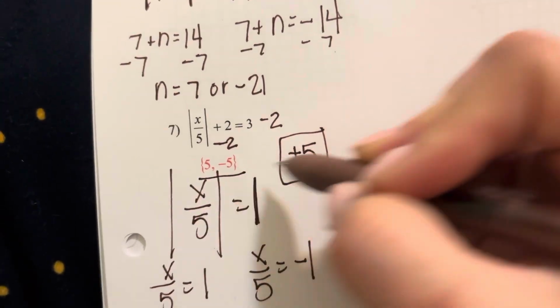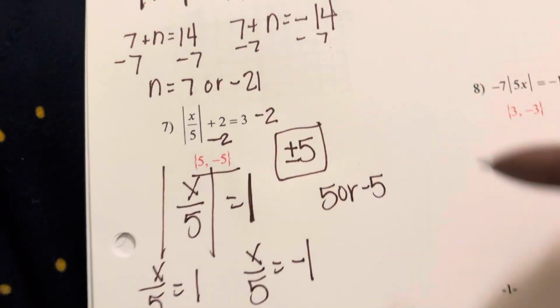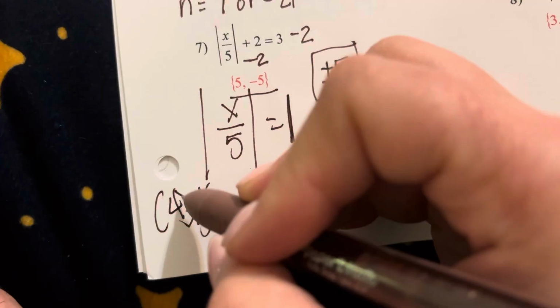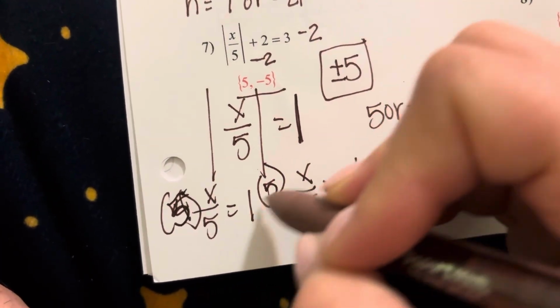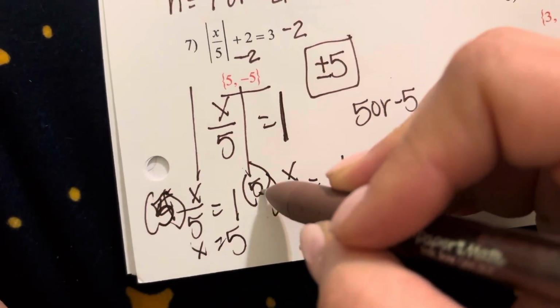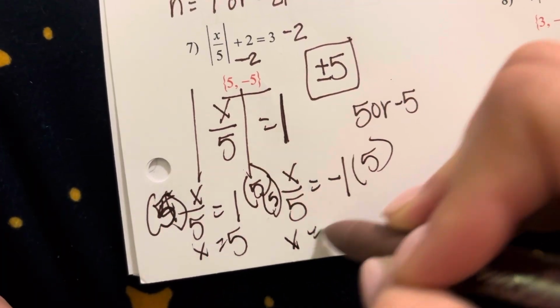You could write it this way, or this way. Because see, if I multiply both sides by 5, that's x equals 5. And this side is multiplied by 5, x equals negative 5.